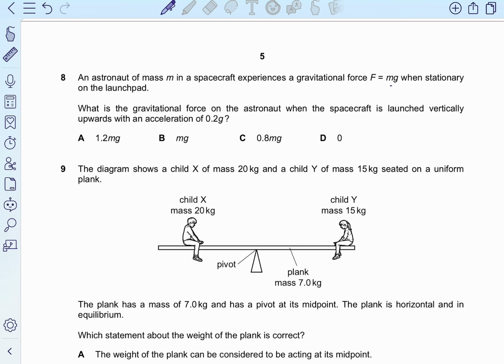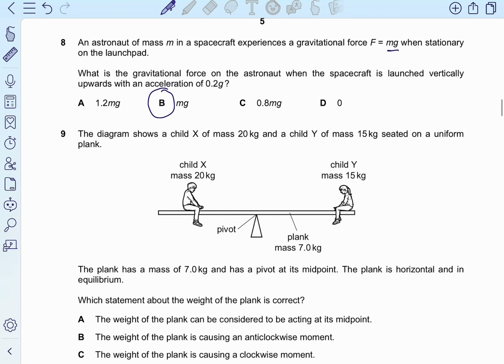You see that whether you're stationary in the gravitational field or you are in motion, the gravitational force that's acting on you will always remain the same. So whether he's stationary on the launch pad or in a spacecraft which is being launched vertically, the gravitational force acting on him will remain the same. And we can see that the gravitational force is mg. So when he's in the spacecraft and launching, it will also be mg. The gravitational force acting does not change. Okay, now we'll go to question number 9.